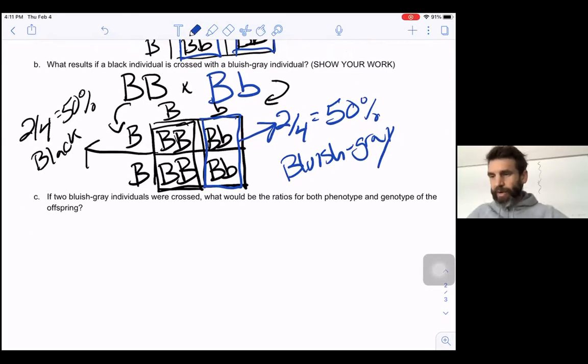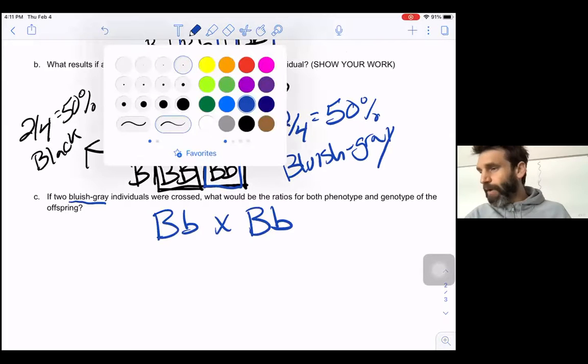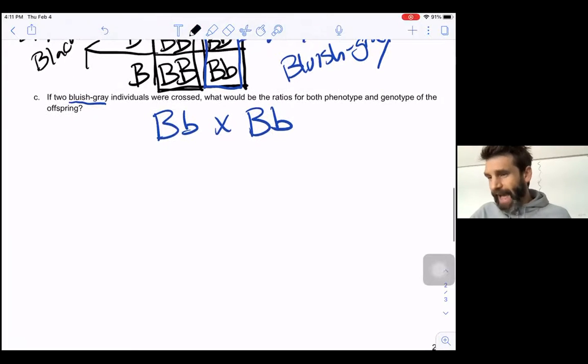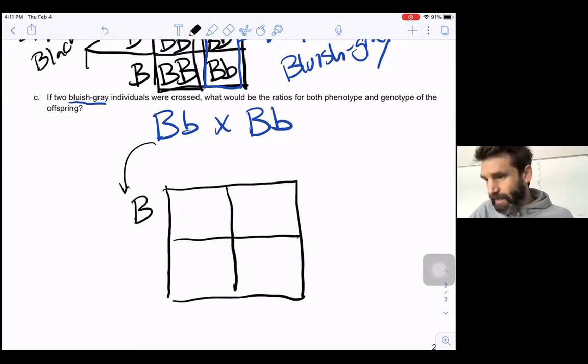If two bluish gray individuals were crossed, what would be the ratios of the phenotype and genotype? So phenotype is just the color, and the genotype is the two letters. So let's take a look. Well, we're crossing two bluish gray individuals. Those are both heterozygotes. And you're probably getting pretty good now at maybe starting to guess or remember what that distribution is when you see two heterozygotes crossed.